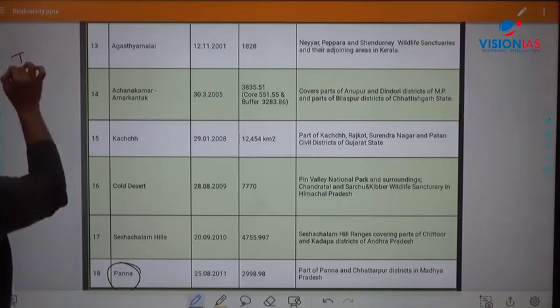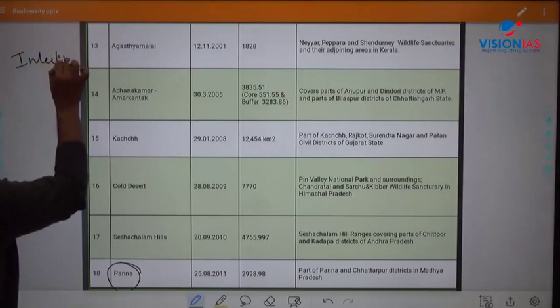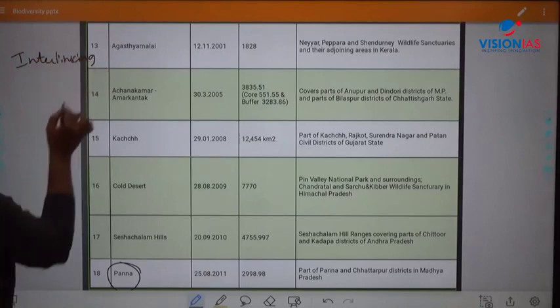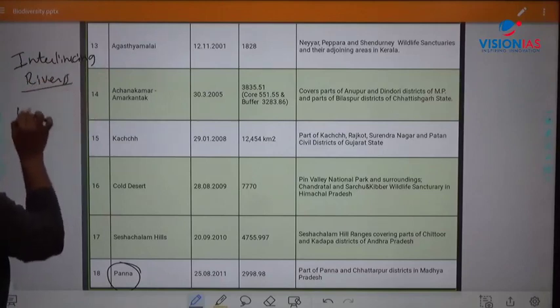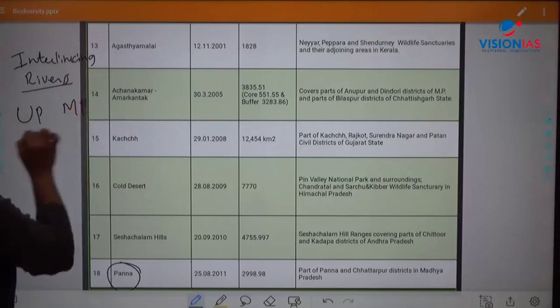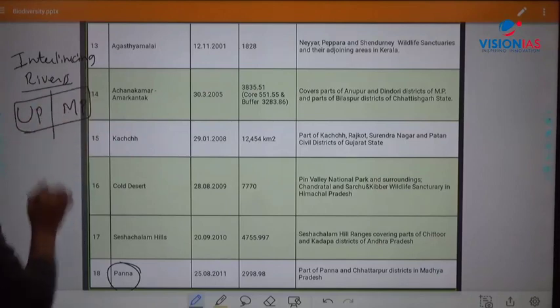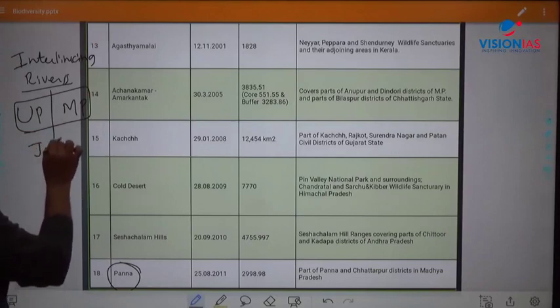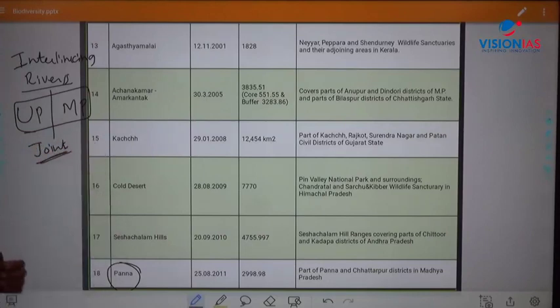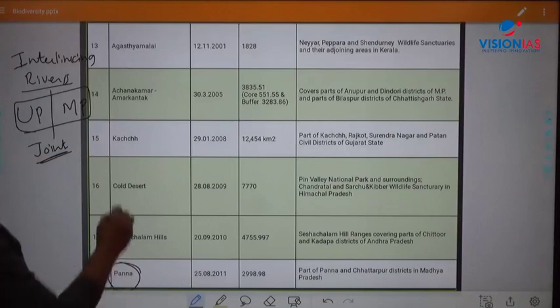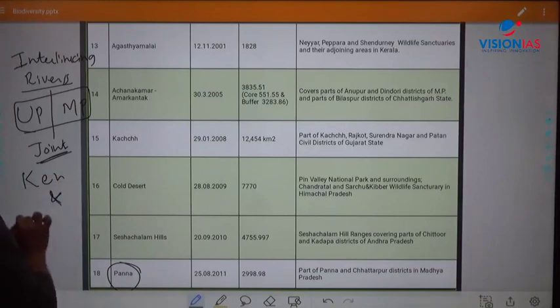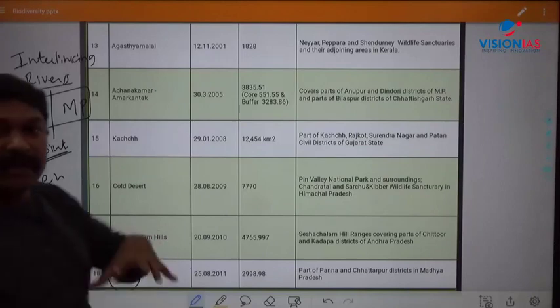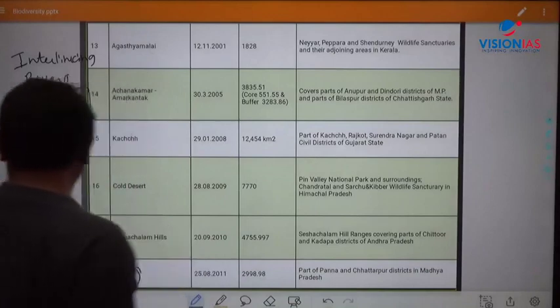There is an interlinking river project. Interlinking of the rivers. There are two rivers between Madhya Pradesh and Uttar Pradesh. These two states started a program jointly. It is a joint venture of Uttar Pradesh and Madhya Pradesh. The two rivers are the Ken River and the Betwa River. The Ken River and the Betwa River need to be interconnected.